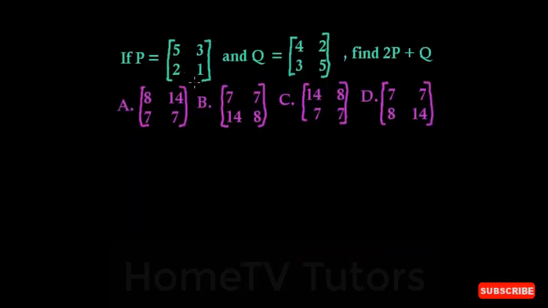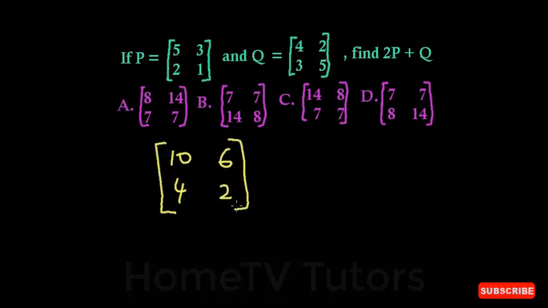If P is equal to this matrix and Q is equal to this matrix, find 2P plus Q. So before we start, we need to multiply the matrix P by 2. So we multiply each of the elements by 2. So 2 times 5 gives us 10. 2 times 3 gives us 6. 2 times 2 gives us 4. 2 times 1 gives us 2.